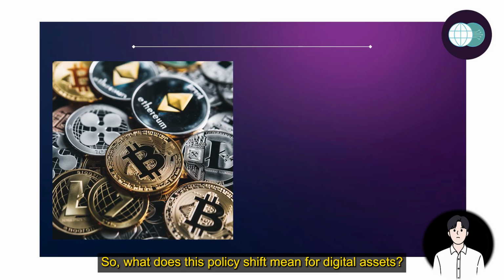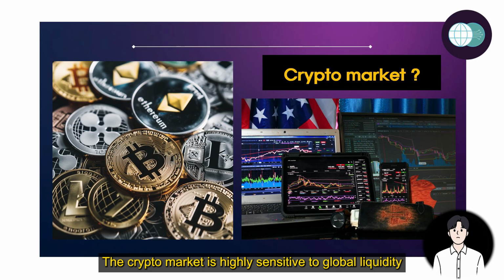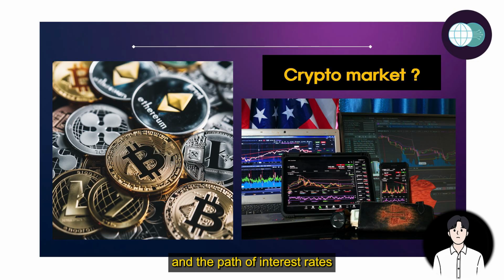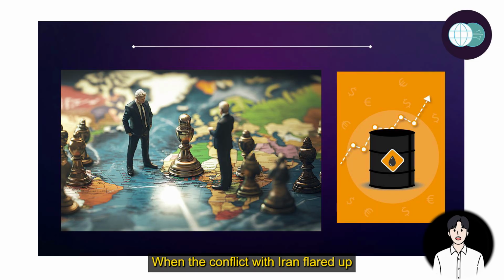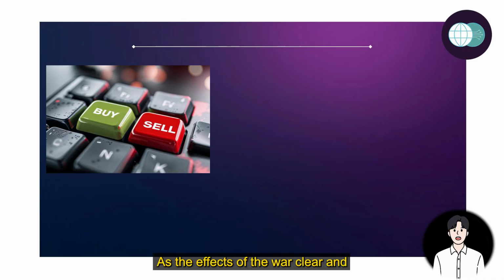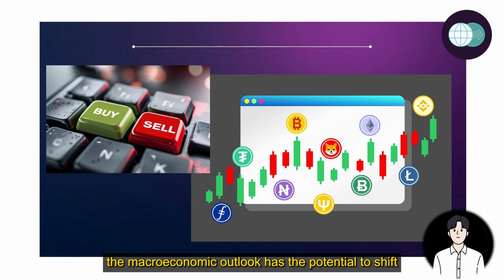So, what does this policy shift mean for digital assets? The crypto market is highly sensitive to global liquidity and the path of interest rates. When the conflict with Iran flared up, the combination of rising oil prices and hawkish rhetoric caused short-term volatility and a market correction.